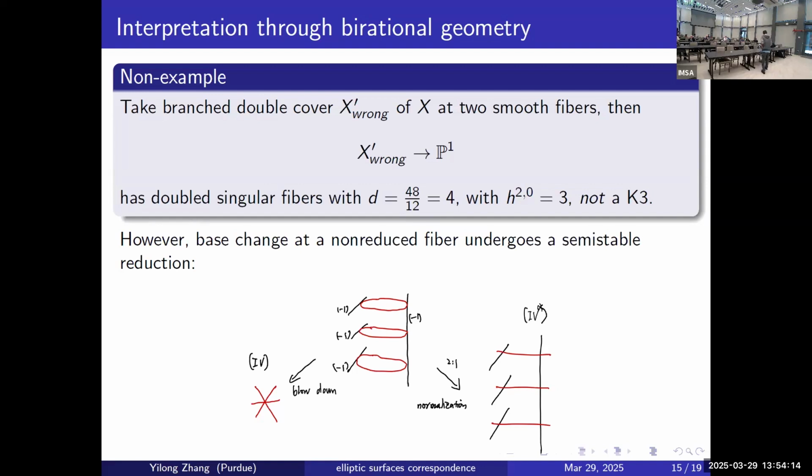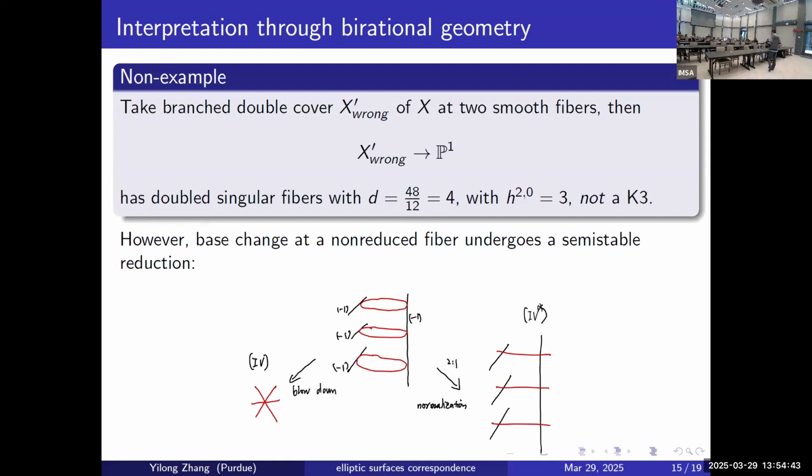So that is going to say that the wrong thing to do is to choose a general double cover, because you actually get something which is not K3. Its Hodge number is 3, and it's not K3. So that's a non-example. It's a wrong thing to do.